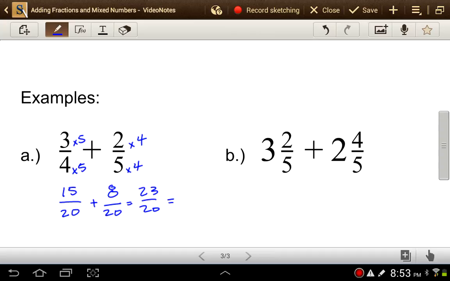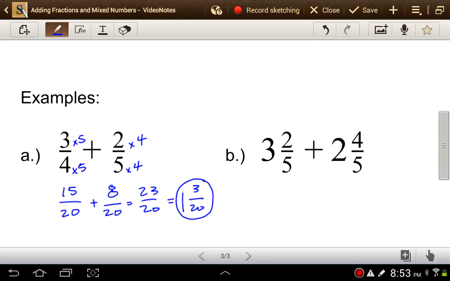I do that by dividing. How many times is 20 going into 23? Once, with 3 left over, because 23 minus 20 is 3. So it's 1 and 3. What's left over? 20ths. 1 and 3/20ths. Okay, now looking at example B.